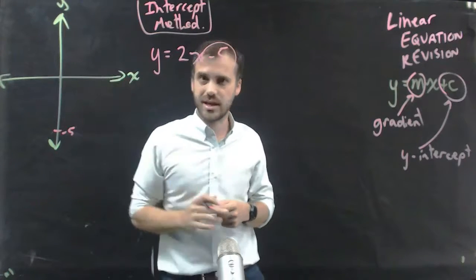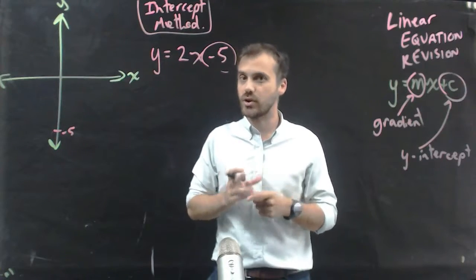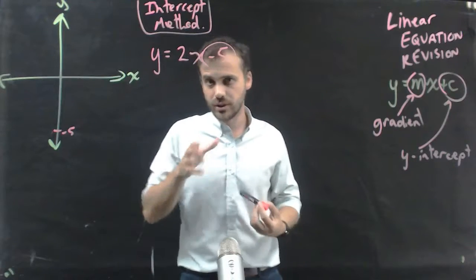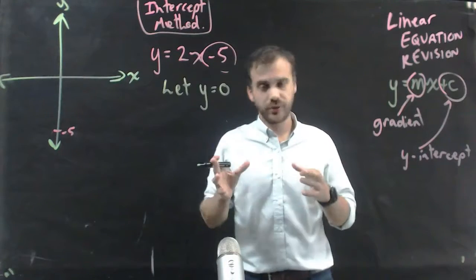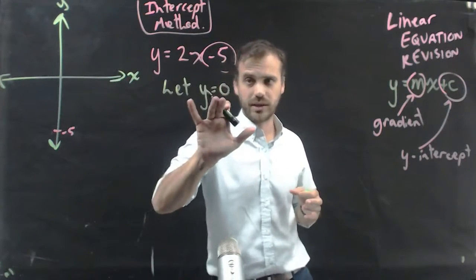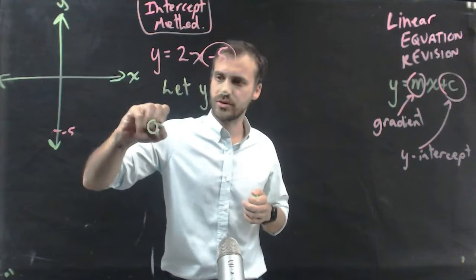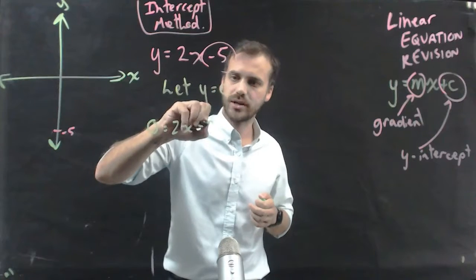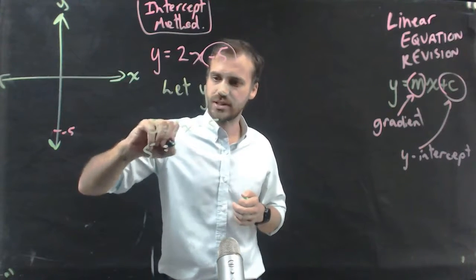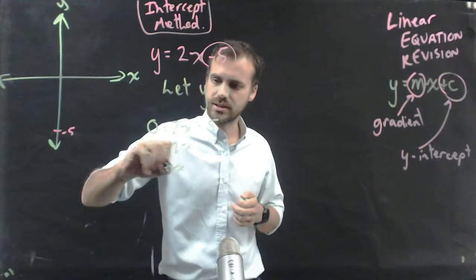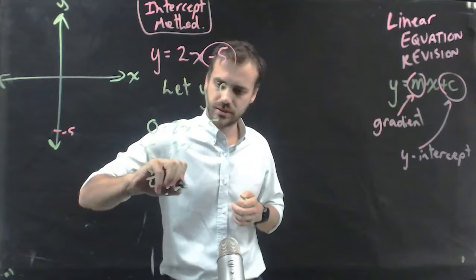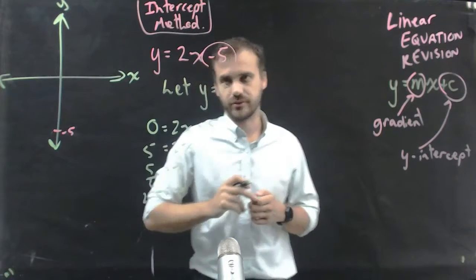I also need to find the x-intercept. Now, if I want to find the x-intercept, you only have to remember, let y equal 0. If I let y equal 0, then 0 is equal to 2x minus 5. 5 is equal to 2x. X is equal to 5 on 2, which is 2.5.